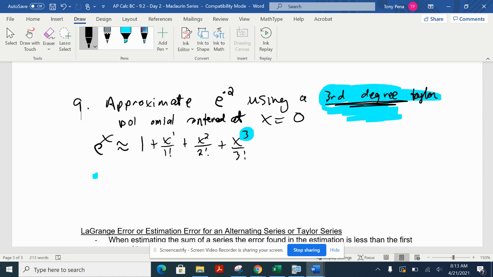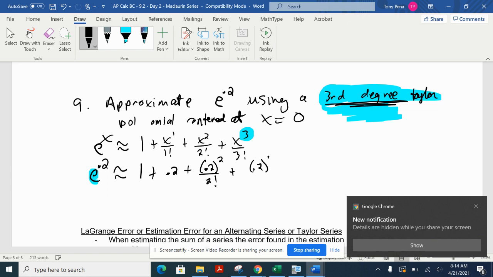Then what we can now do, let's approximate this, or let's throw in e to the 0.2. We can now use that third degree Taylor polynomial to give us an approximate value of e to the 0.2. So if I do 1 plus, this is really just going to be 0.2 because you're raising it to the first power, dividing by 1. This, though, is 0.2 squared over 2 factorial.